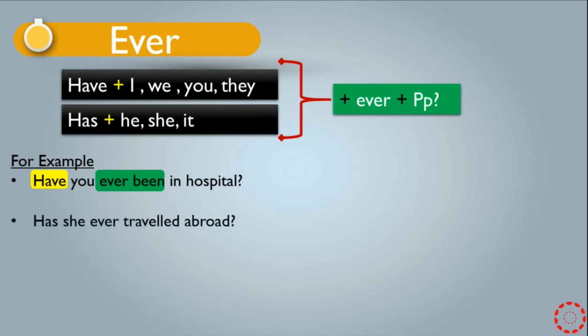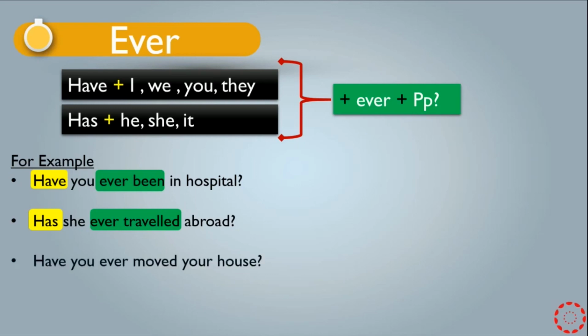Has she ever traveled abroad? Okay, we have has here. Why? Because my subject is she, and ever traveled. After ever will come the past participle, which is a regular one, and we will add ed. Another one, have you ever moved your house? I have have at the beginning, and ever moved your house.